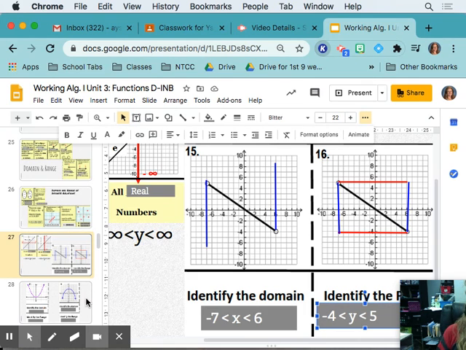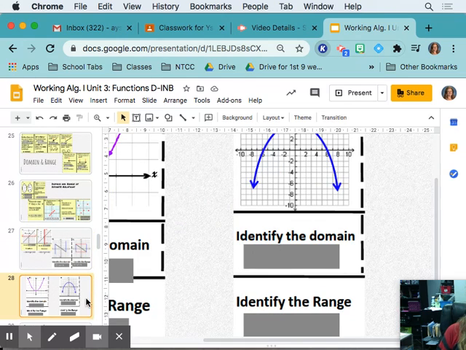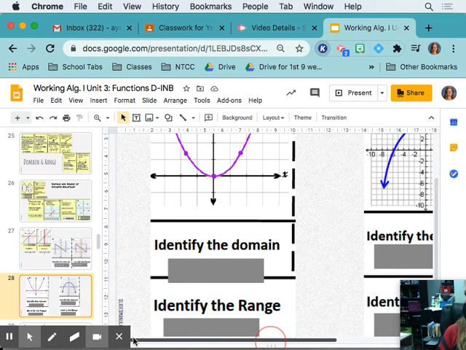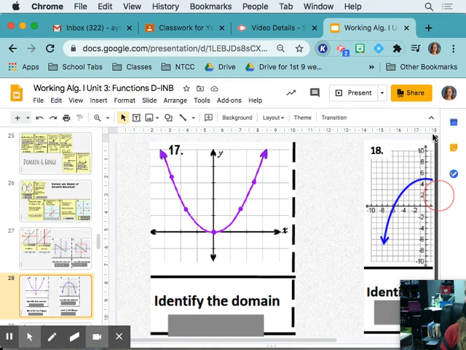Okay, let's go to slide 28 now. These are different looking graphs than we've dealt with before. They're not lines. They have a curve to them. And they only go down to a certain point, and then they go on and on forever.